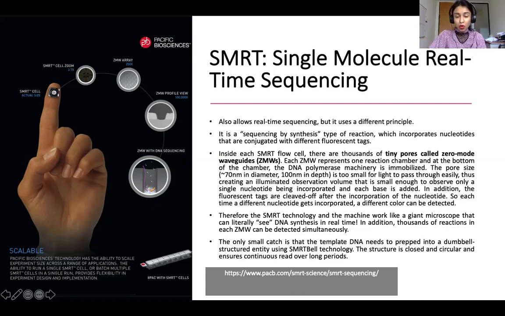The only small catch is that the template DNA needs to be prepared into a dumbbell-shaped structure, using SMRTbell technology. So basically they use a hairpin loop fragment to ensure that it becomes closed, right? So the structure is closed and you have a circular fragment which is continuously sequenced, right? I've also given a link here. You can go and watch this link after your class to have a better idea about this technology.